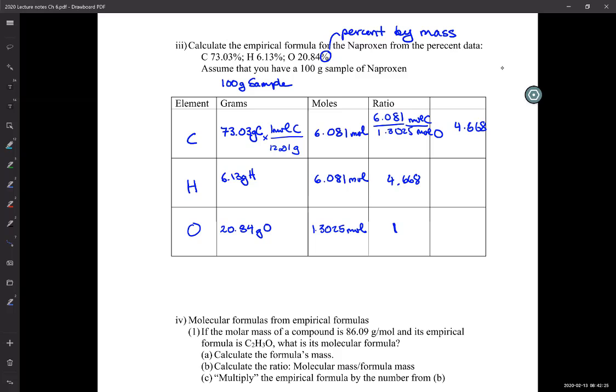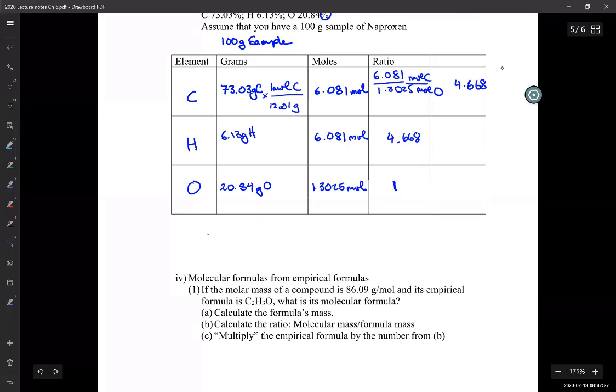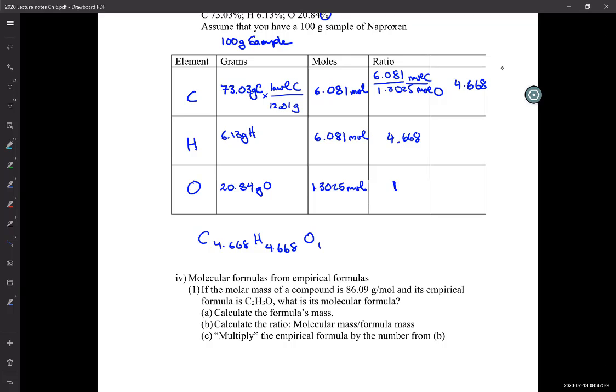Now, you can't write a formula like C 4.668 H 4.668 and O1, because it has to be whole numbers of atoms. I mean, they're atoms, the smallest things. They have to make those into whole numbers. So what you have to do is figure out what to multiply 4.668 by, the smallest whole number, to get it to a whole number.